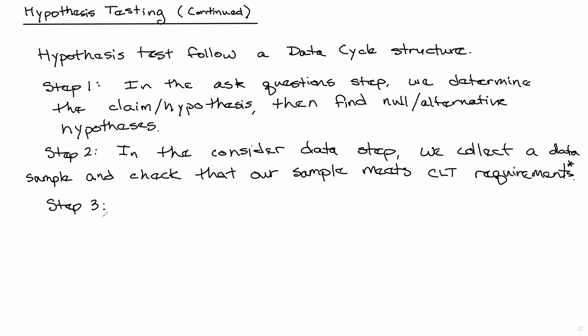All right, so step three. In step three of the data cycle, we analyze the data. In the data analysis step, we're going to identify the significance level, we're going to calculate the test statistic, and we're going to find the p-value. That stuff is stuff that we have not done altogether, so we're going to talk more about that in a second.